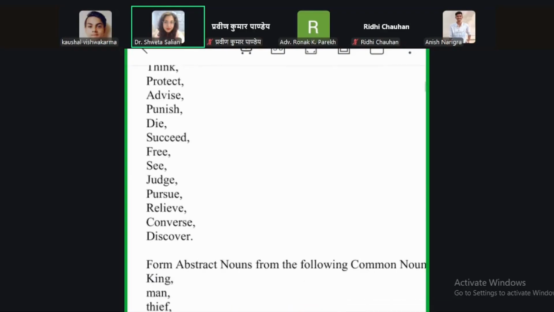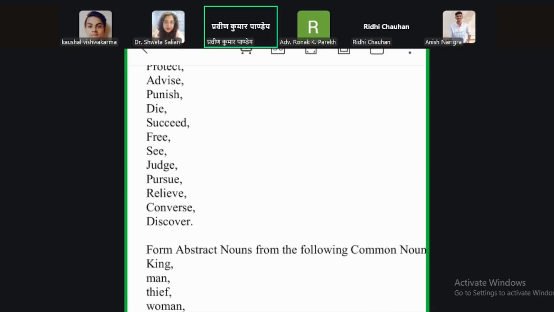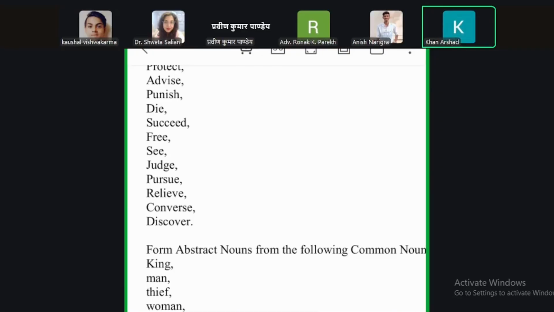Judge is very simple. Judgment. Yes. Pursue, pursuing, pursued. Pursuit. Yes. So what about persuasion?